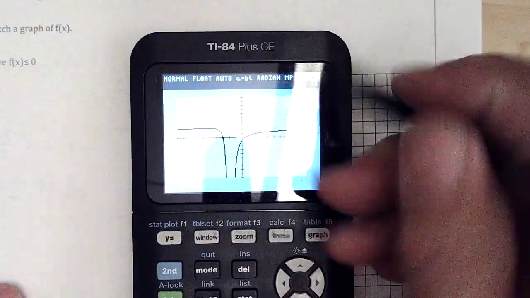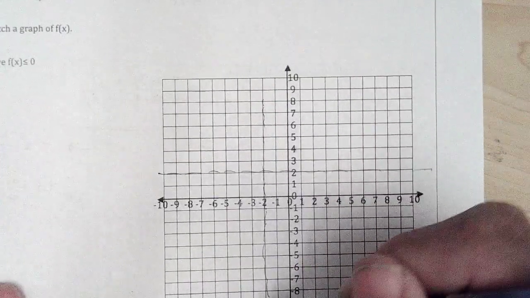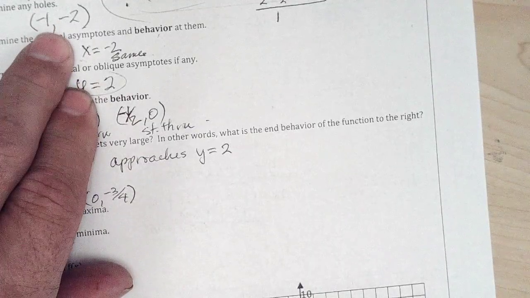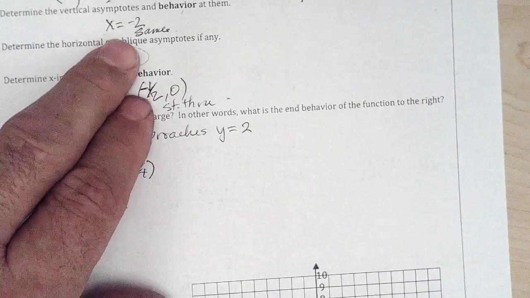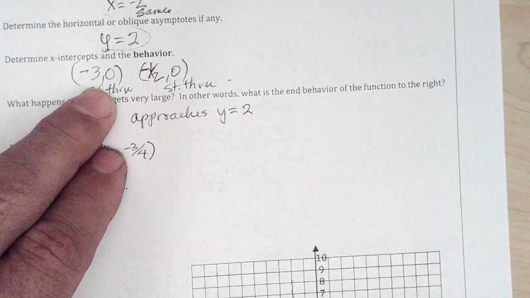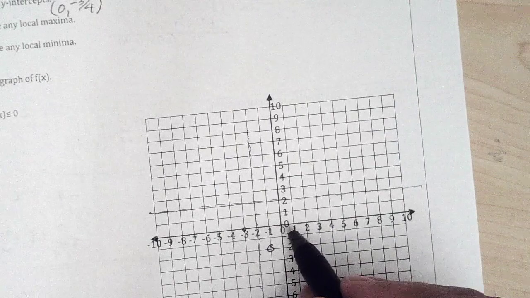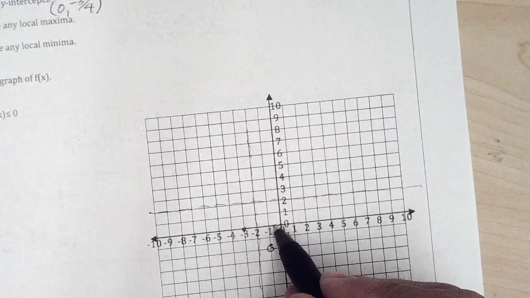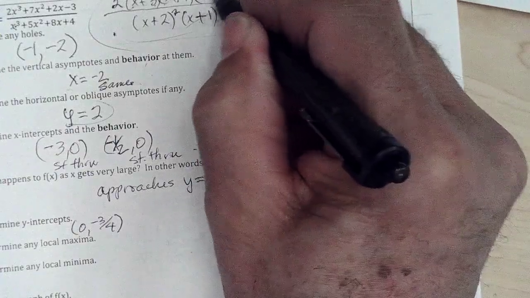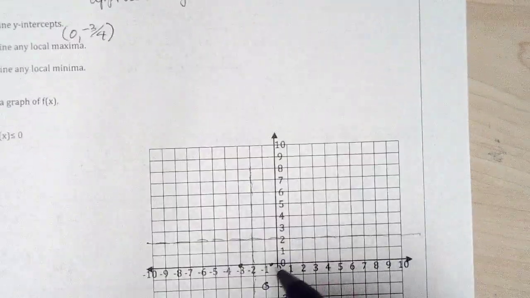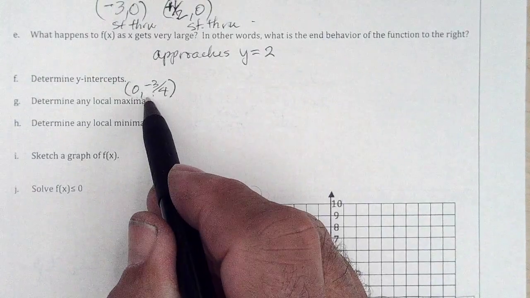And I have a vertical asymptote. And let's see, we decided the vertical was at x equals -2. There's a hole at -1, -2. There's an x-intercept at -3. There's an x-intercept at -1/2. Let me check that. No, it's a +1/2. This must have been -1/2 here. And so this is at +1/2. And it has a y-intercept at -3/4.